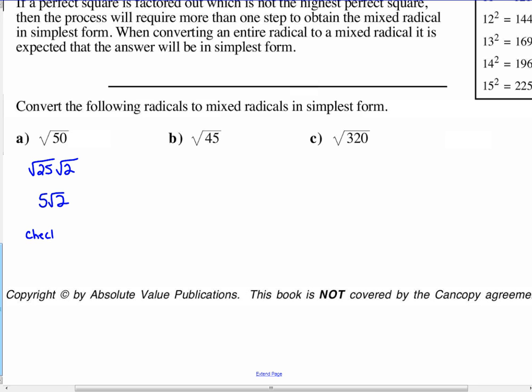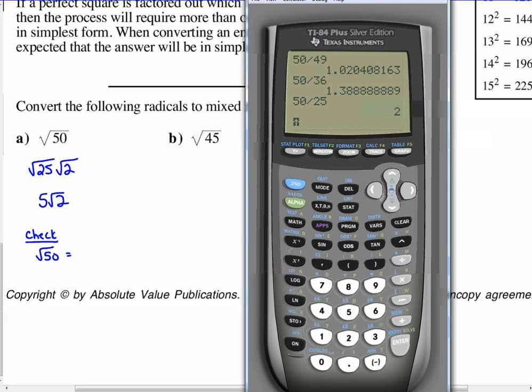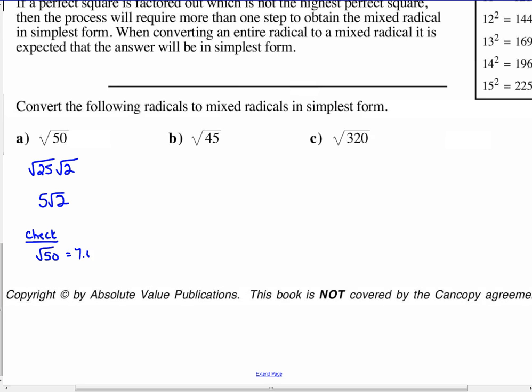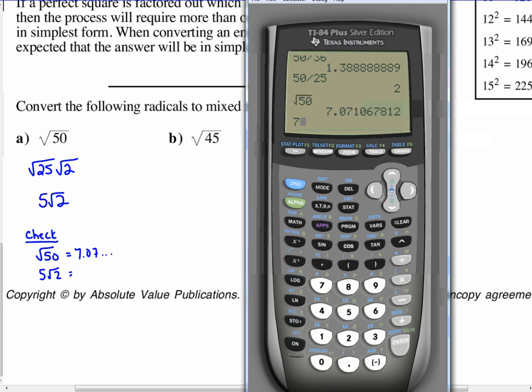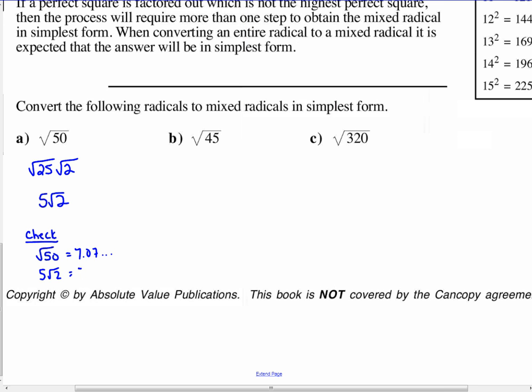How could I check my work? They have to be the same decimal. So the check would be to type in root 50. Where's my calculator? There you are. Get that decimal: 7.07 and so on. Type in 5 root 2. It should be the same decimal. And it is. That's how we check our work, if you're not sure.